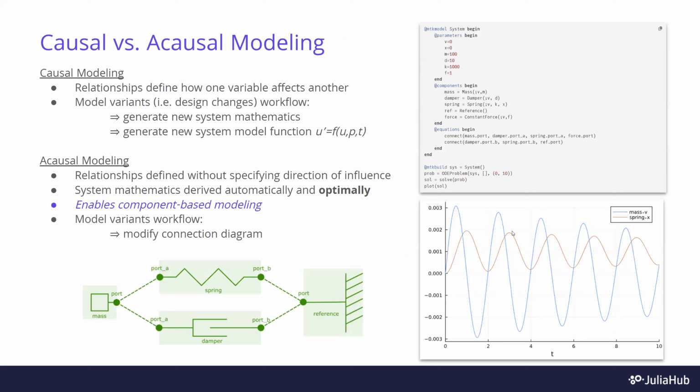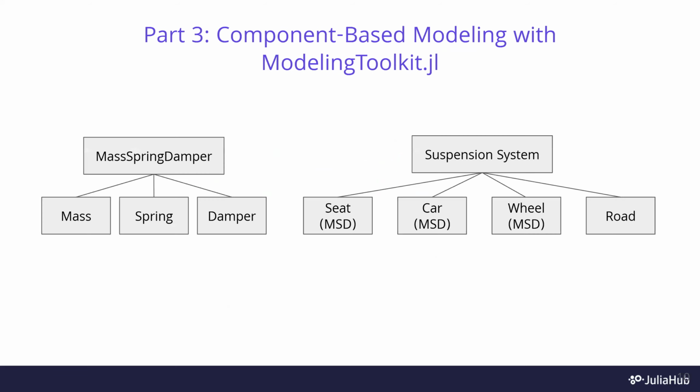Then we took a look at what acausal modeling and causal modeling were, the differences, and how they relate to component-based modeling. And then we simply took a look at the code to build up mass spring dampers and bring them all together into a suspension system, which reveals the dynamics of a car moving over a bumpy road.